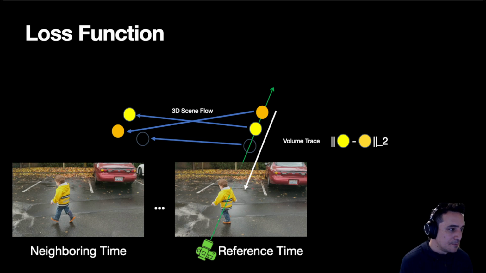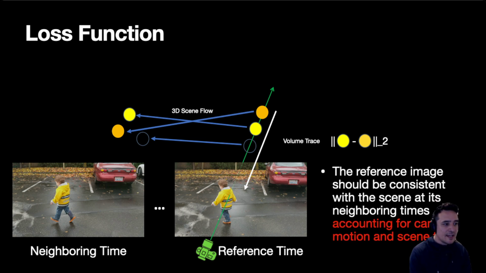and we have a loss on this. So basically what this is saying is that the reference image should be consistent with the scene at the neighboring times after you have undone the motion that is due to the camera motion and scene flow. So this is only correct if you can undo the camera motion and scene flow.